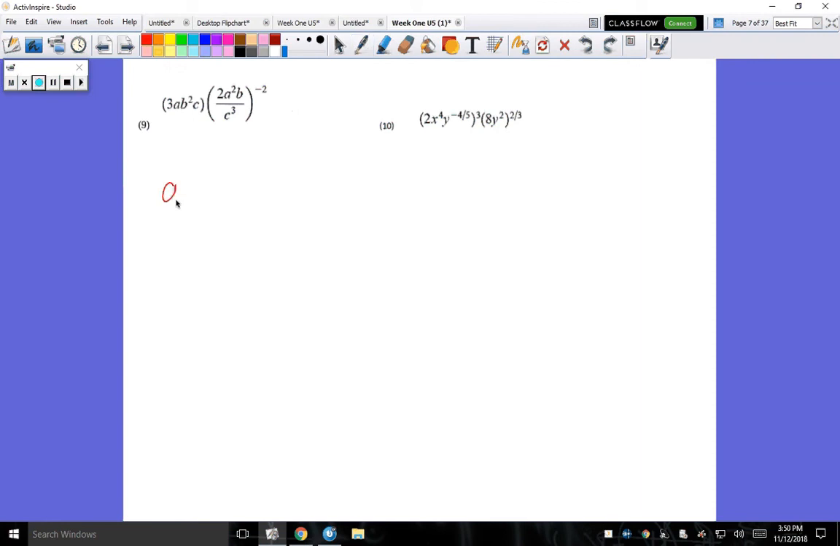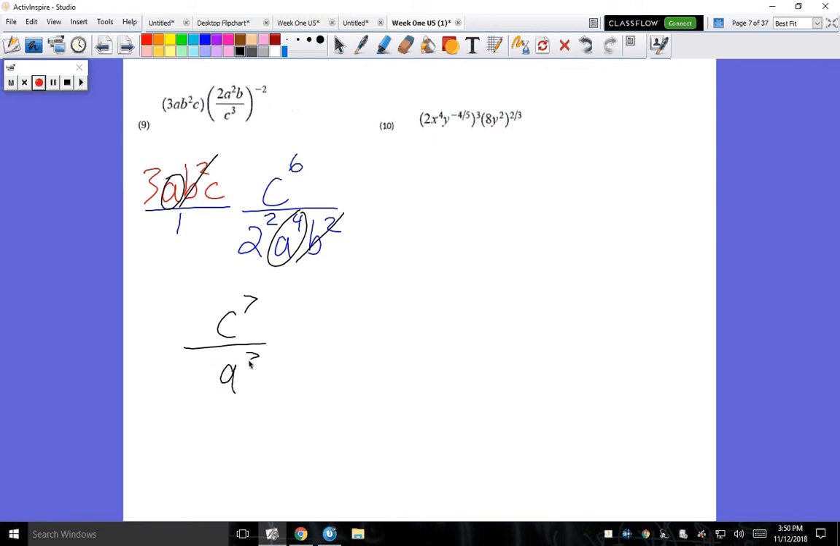These are the ones that are left: 3a squared, or ab squared c over 1 times, now watch, I'm going to apply a negative 2 to all of these. And then I'm going to flip them. So when that happens, I'll get c to the positive 6. Okay? And then I'll get 2 squared, a to the 4th, and b squared. Look at this. B's cancel. C's become 7, and a's, the bottom one by 3. So now I have 3 over 4, and this would be the most reduced form.